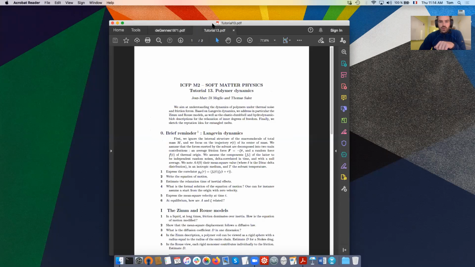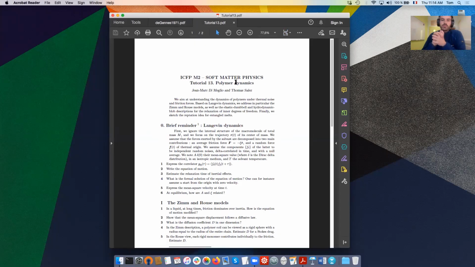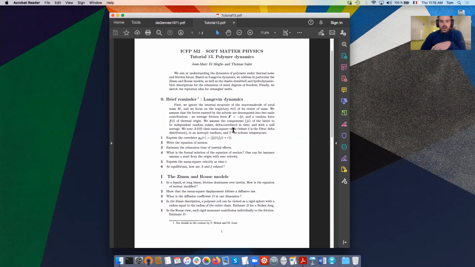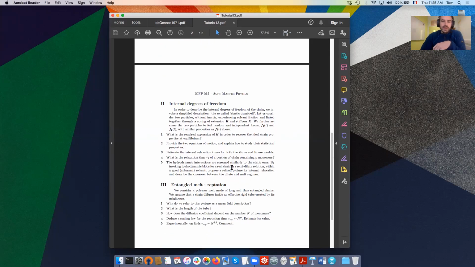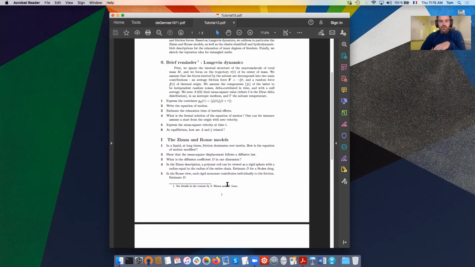And today we will generally talk about polymer dynamics. First of all, I would like to remind you briefly of Langevin dynamics that you all know. Then we will describe the Zimm and Rouse models for the motion of small polymer chains, and then discuss the relaxation of internal degrees of freedom in a chain, before scaling briefly the reptation argument by de Gennes at the end. Okay, so this is the program for today.